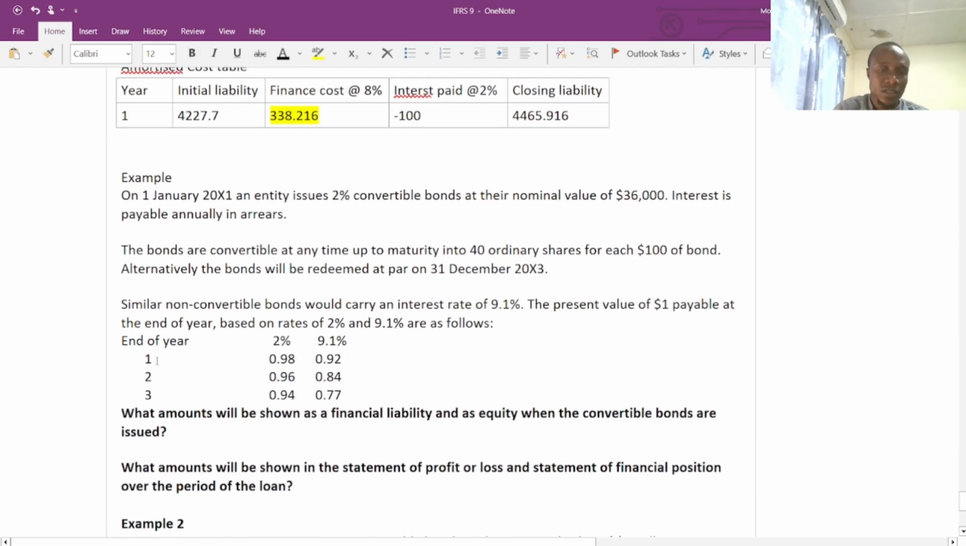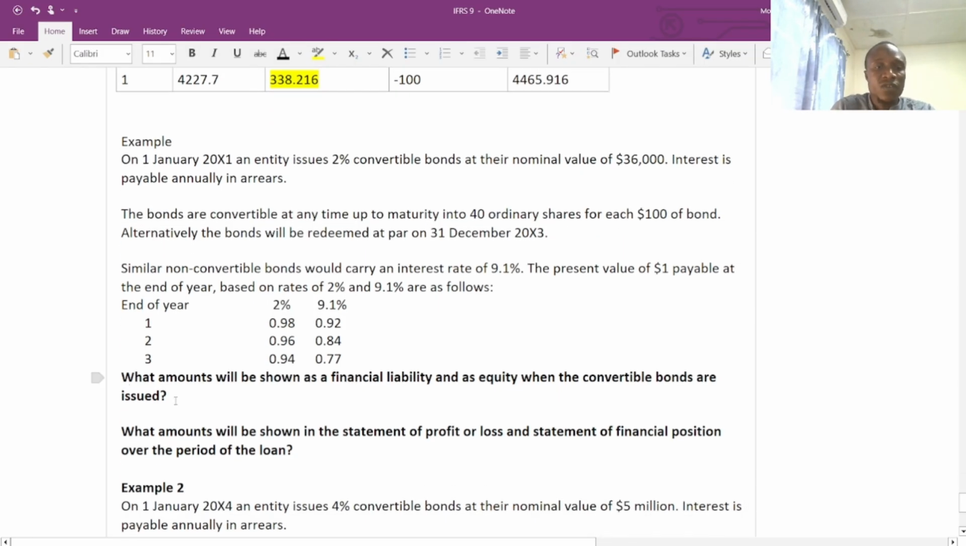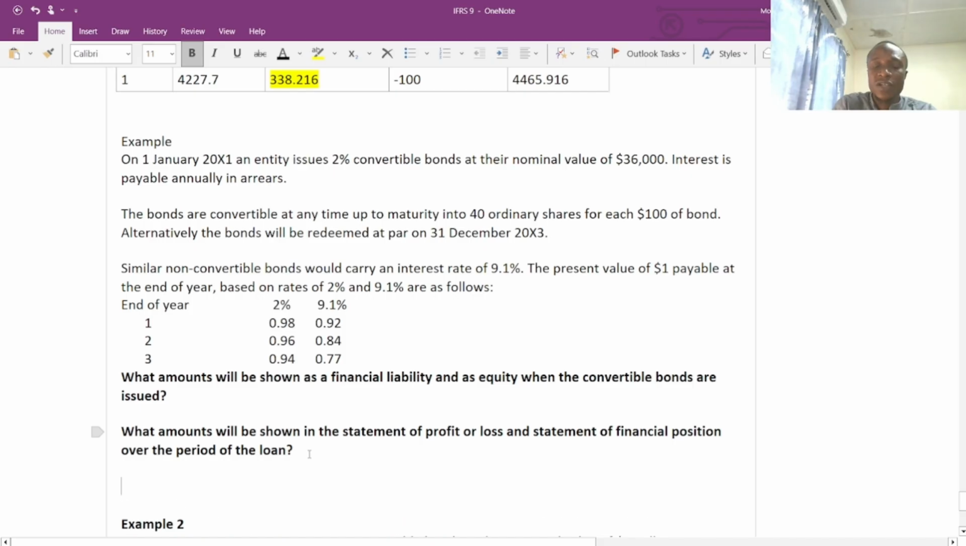So now we are going to look at example 2. Very important, right? The first requirement stated that what amount will be shown as financial liability and equity when the bonds are converted. So we are going to look at when we are going to convert the loan notes, what will be the debt and the equity. Then what amount will be shown in the statement of profit or loss and statement of financial position over the period of the loan. Very important, right?